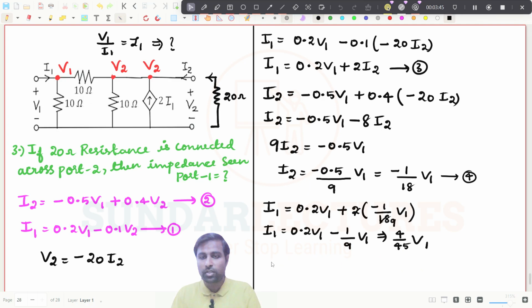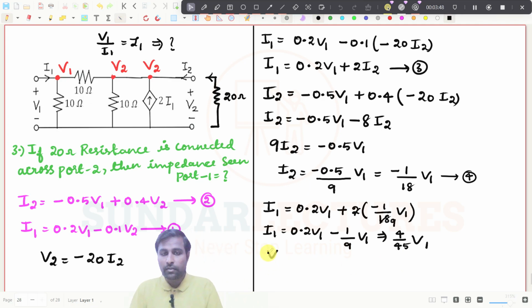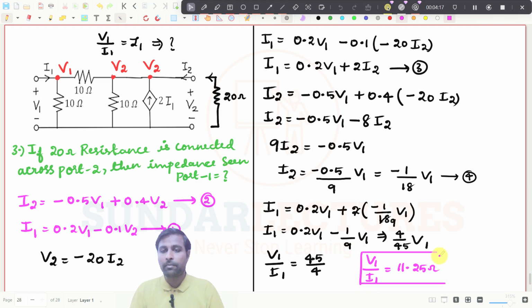So if you bring this to this side, V1 by I1 will be equal to, this one will come here, then this one will be going, so it will be 45 divided by 4. And if you simplify this, V1 by I1, I am getting it as 11.25 ohms. Now you see, this is the final expression for impedance seen from port number 1. This is the answer. We have found what is the impedance seen from port number 1.